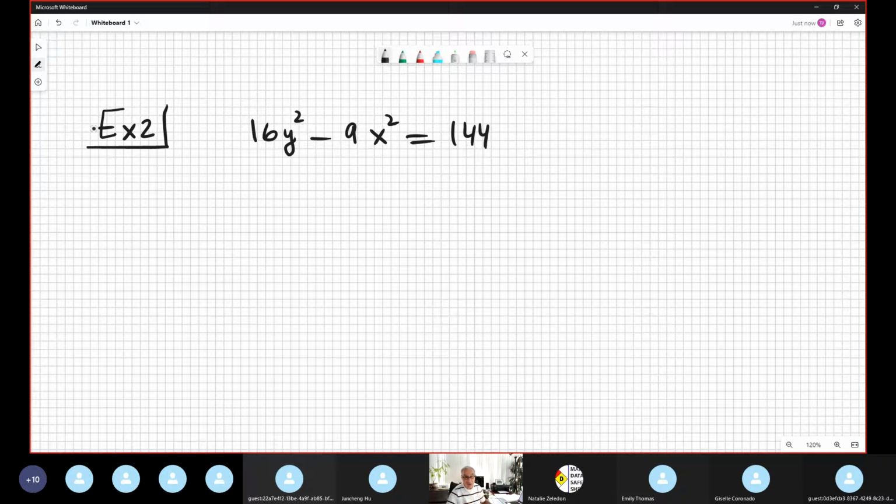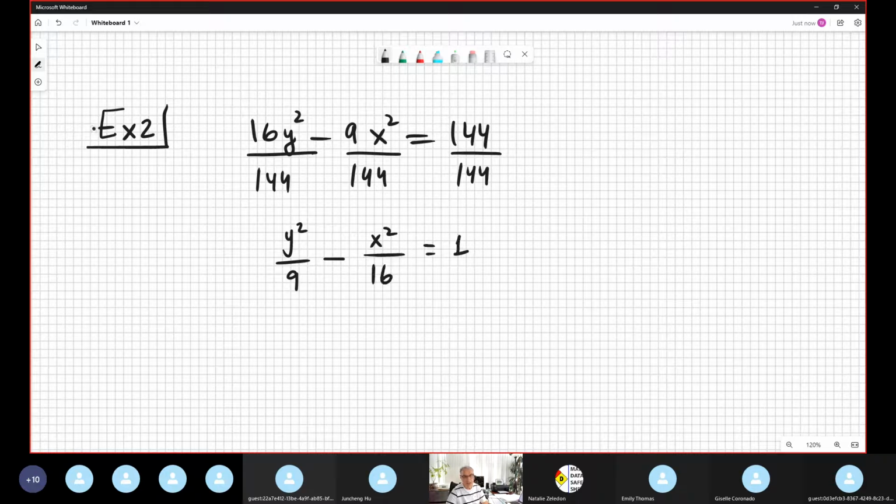So, okay, I need to express it. You divide everything by 144. It's a classic, guys. In the conic sections, the right hand side must be 1, in ellipse and hyperbola. And 144 divided by 16 is 9. So y squared over 9 minus, 144 divided by 9 is 16. There you go. Nice. I like that. This is standard. Nice.